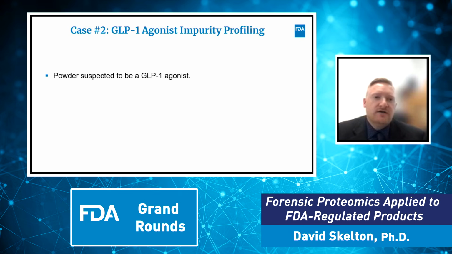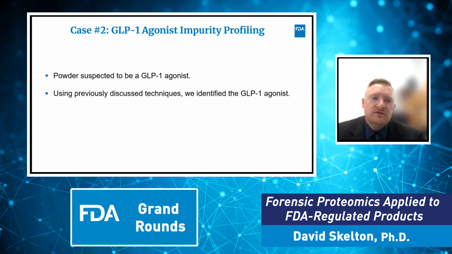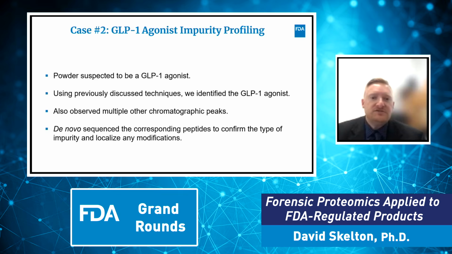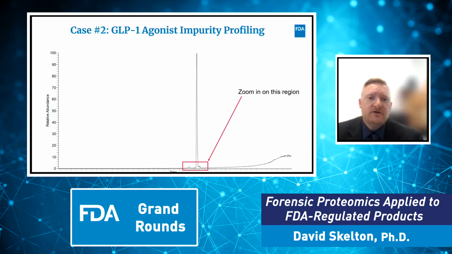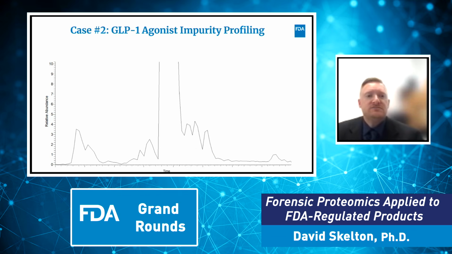So in this case, we had an unknown powder that was suspected to be a GLP-1 agonist. Using the techniques that we previously discussed, we identified the GLP-1 agonist, and we saw multiple other lower abundant chromatographic peaks that we sought to determine the sequence of those impurities, as well as localize any modifications that we observed. So here's our LC chromatogram, the base peak showing the GLP-1 that we were able to identify. And then if we zoom in on this region here, this is where we see these smaller abundant chromatographic peaks.